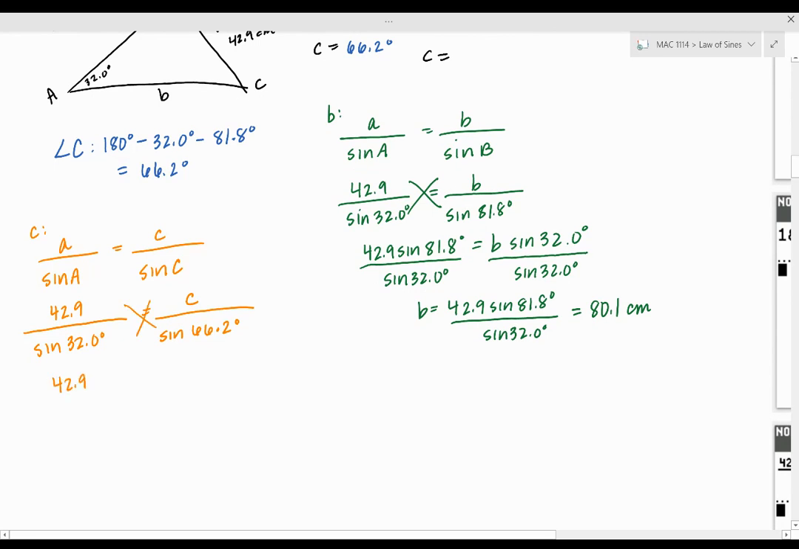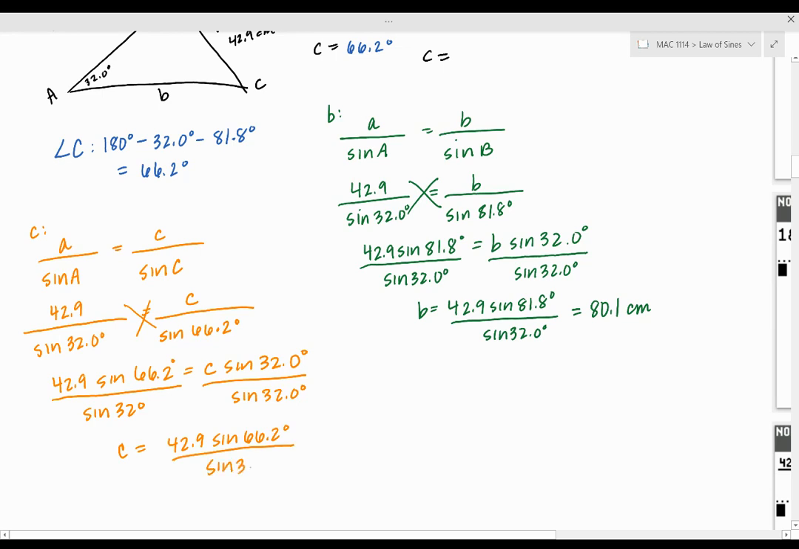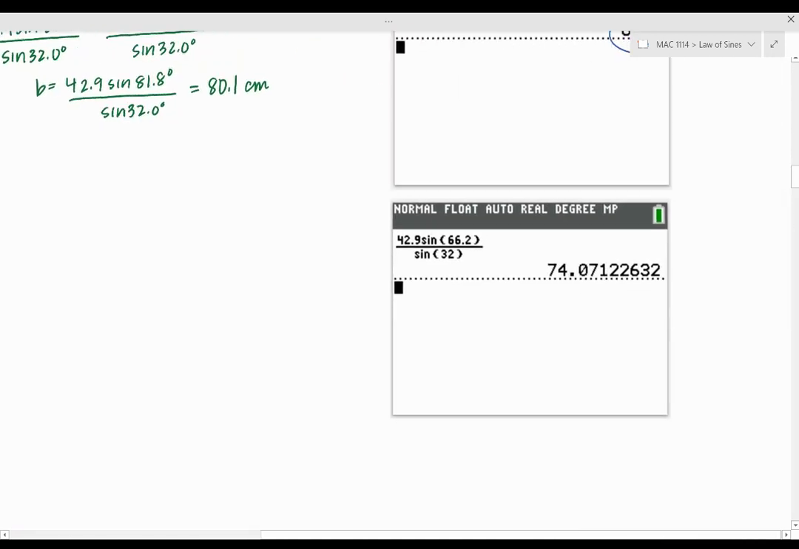So 42.9 times the sine of 66.2 equals c times sine 32 degrees. All right, now I need c by itself, so I'm going to divide by sine 32 degrees. So that's going to give me c equals 42.9 times the sine of 66.2 degrees divided by sine of 32 degrees.